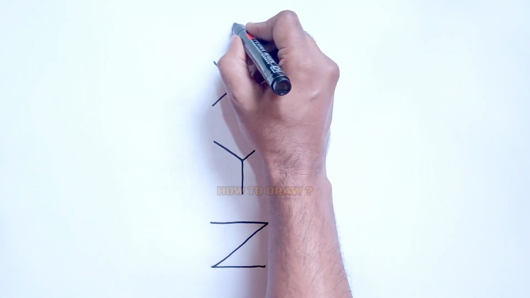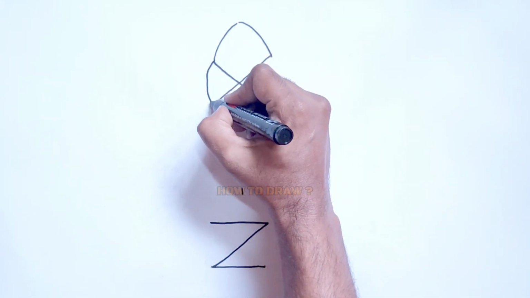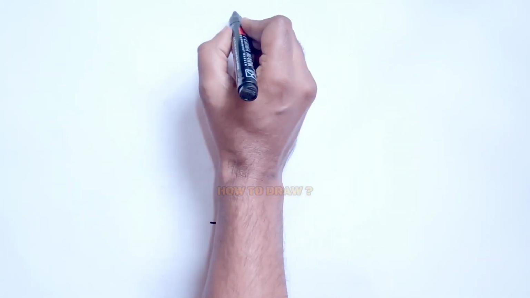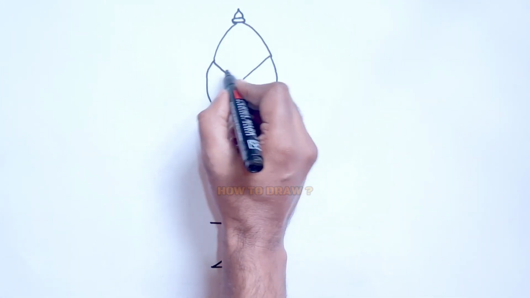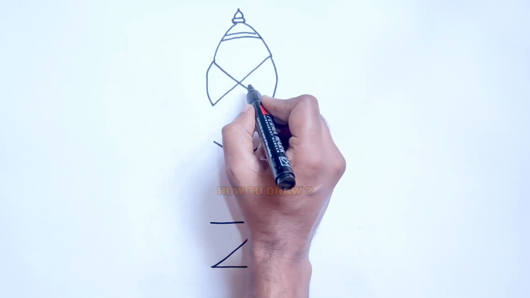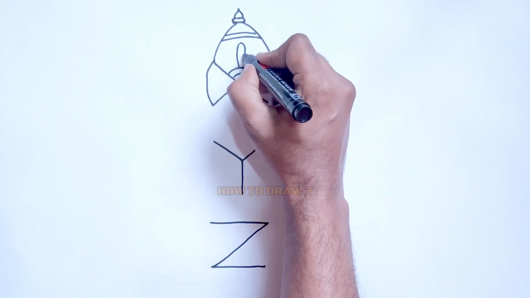First let us start with alphabet X. We have to start with the crown of Ganesha. Here you have to draw the curves like this. At the top you have to make a design like this, and inside this crown you have to draw curves like this. Here you have to do a design like this, a flower design.